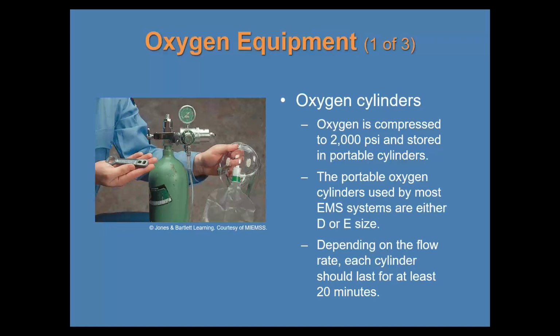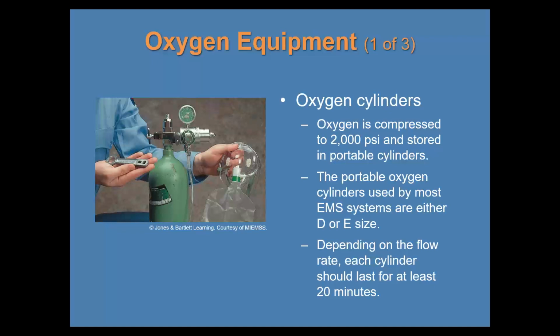So the portable oxygen cylinders used by most EMS systems are either D or E sized, which is essentially a fairly small, narrow bottle. Some of them are a little bit longer, and that differs from the big one that you see on the ambulance, where the oxygen port on the wall inside the ambulance, that's where that oxygen comes from, is a really big cylinder that's stuck in the side of the ambulance.